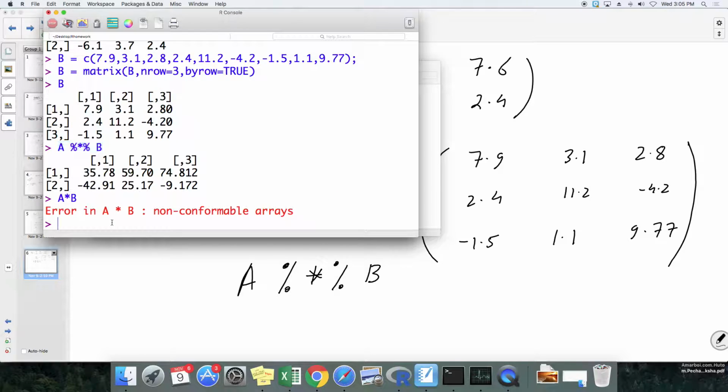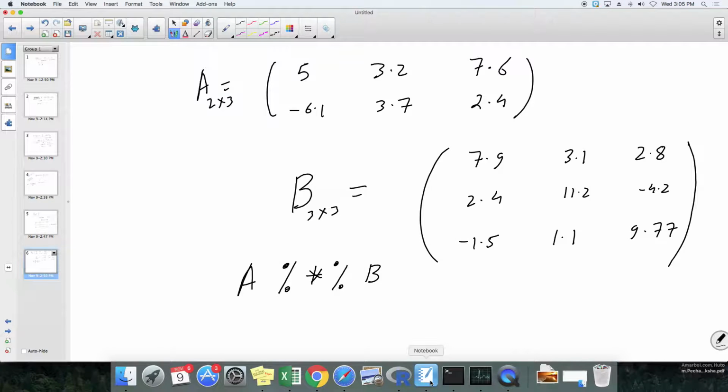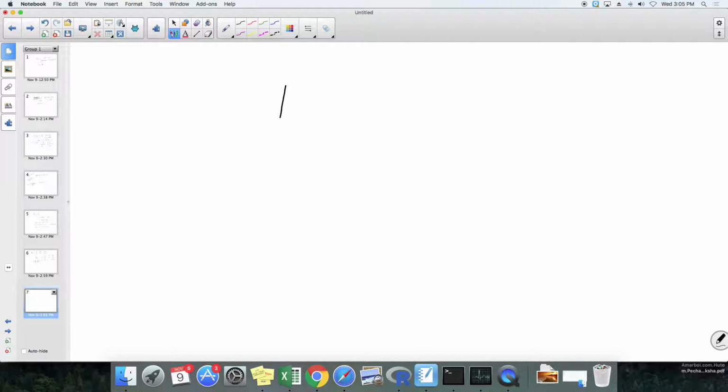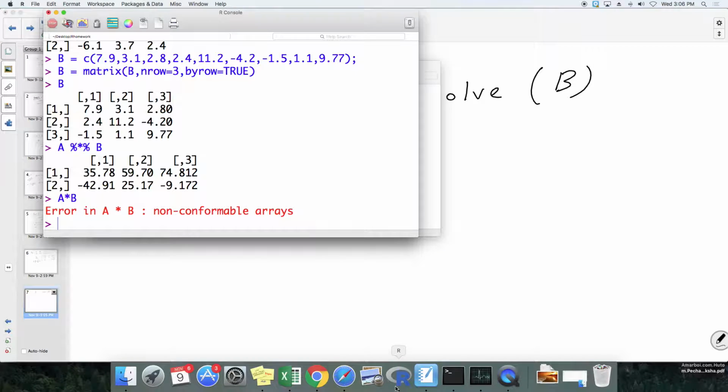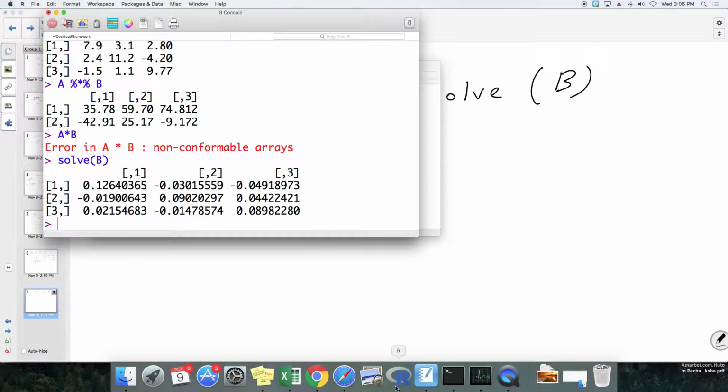Okay, next is how to invert a matrix, how to find B inverse. You do that by solve B. That's it. So you write solve B. And apparently this is the inverse. Alright. So let's copy this down.